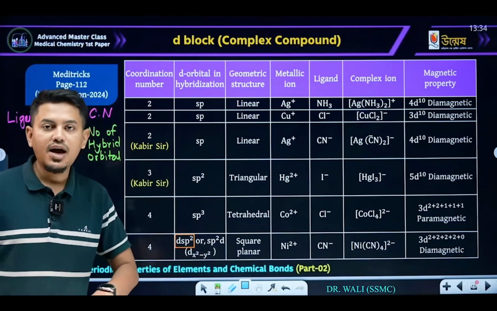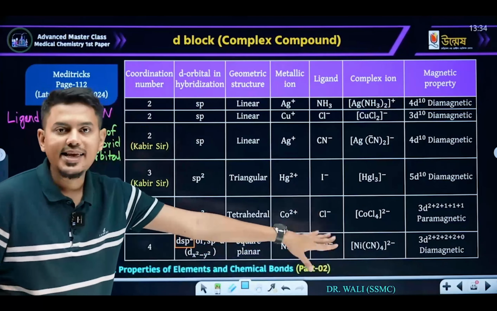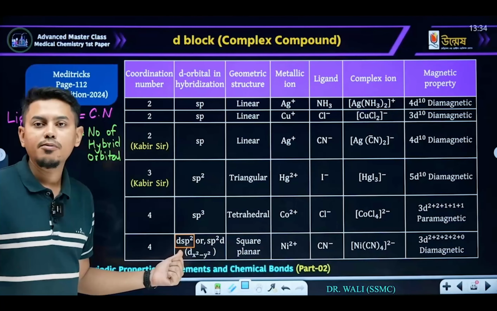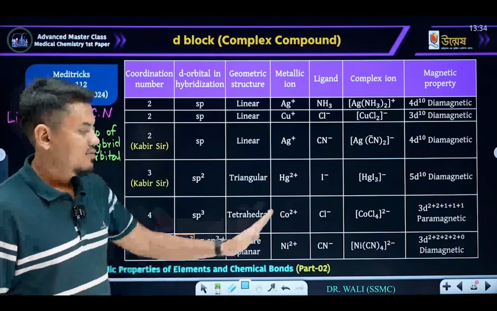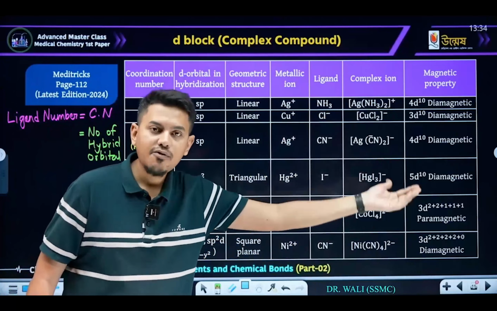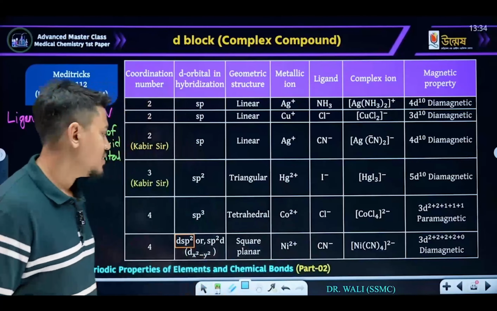You should know that dsp2 and sp2d are not similar. When the ligand is strong, then the preceding d shell would participate, and on the other hand, when the ligand is weak, then the d shell that comes after will come to participate in hybridization.